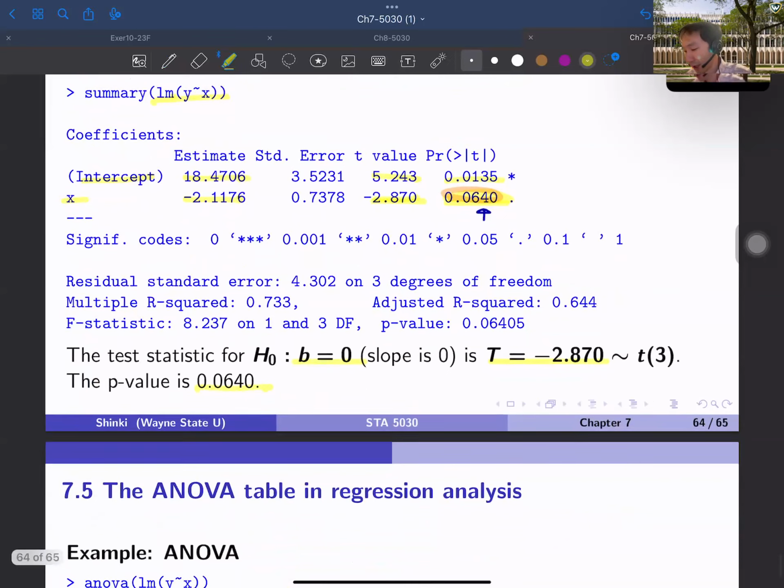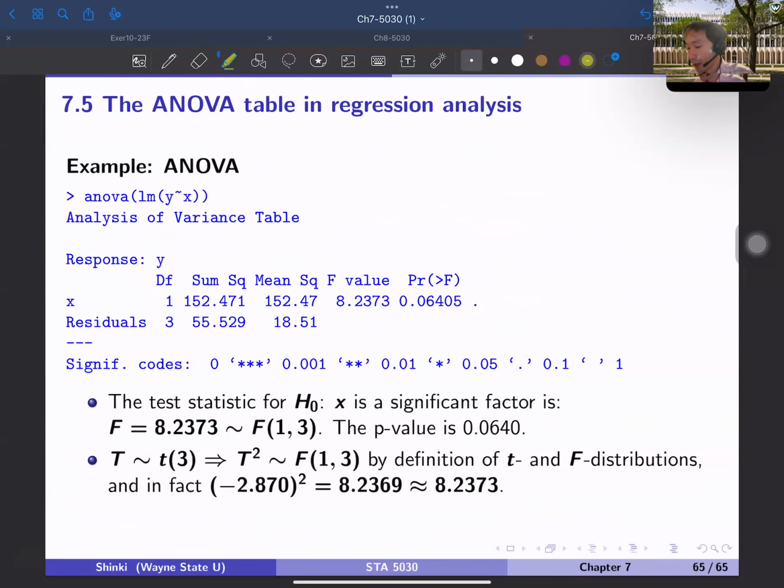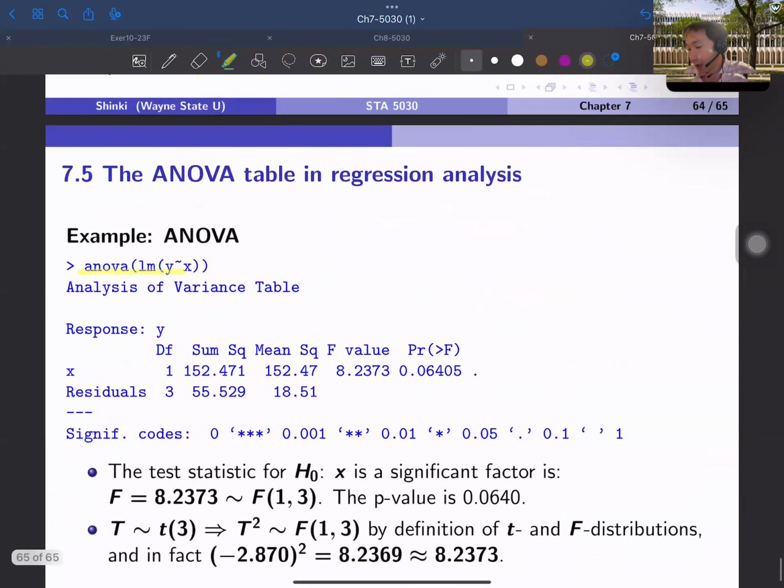So we do not reject the null hypothesis of b is equal to 0. And this can be done by ANOVA as well. If we make the ANOVA of this linear regression, this returns this table, and the significance of x is reported as this p-value, which is the same as the previous slide. So we have the F value. This is slightly different from the previous page in terms of expression.